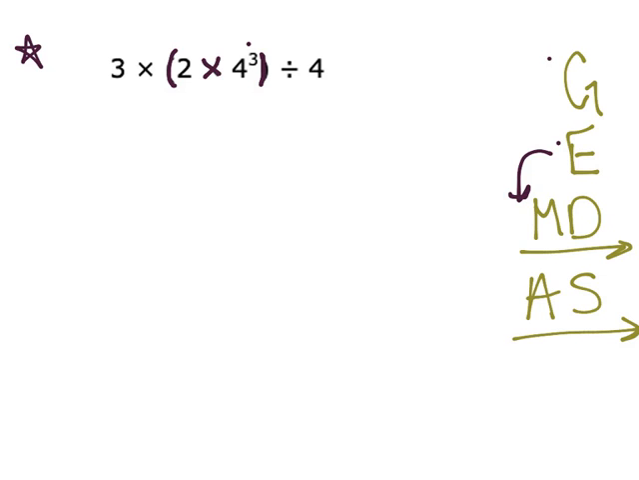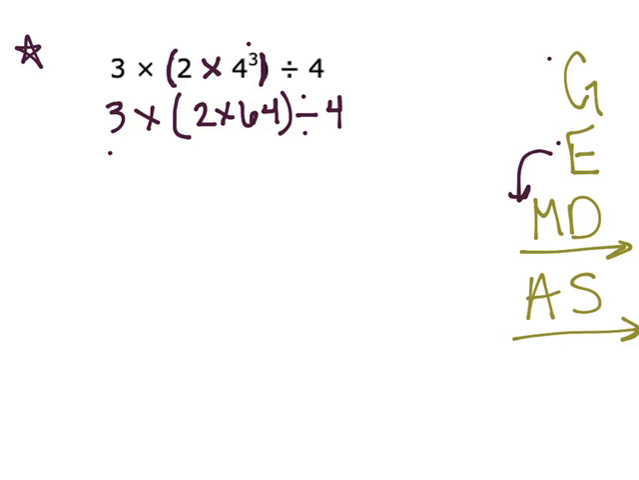So I need to evaluate the exponent before I can evaluate the multiplication problem. I need to evaluate 4 cubed. 4 times 4 is 16, and then 16 times 4 is 64. Now I'm going to rewrite this: 3 times parentheses 2 times 64 divided by 4. I still need to make sure that I'm within my parentheses, my groupings, before I move on to anything else. The only thing left is to evaluate that multiplication problem. So I have 2 times 64, which is 128.